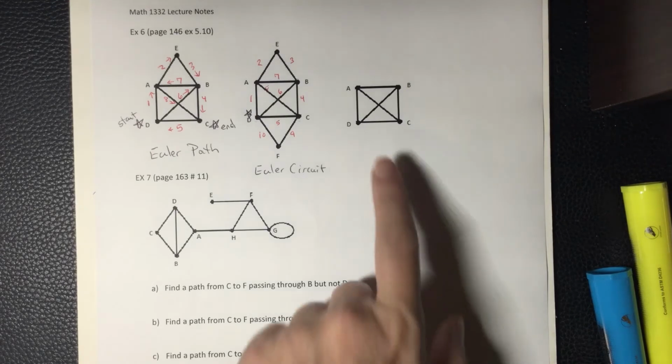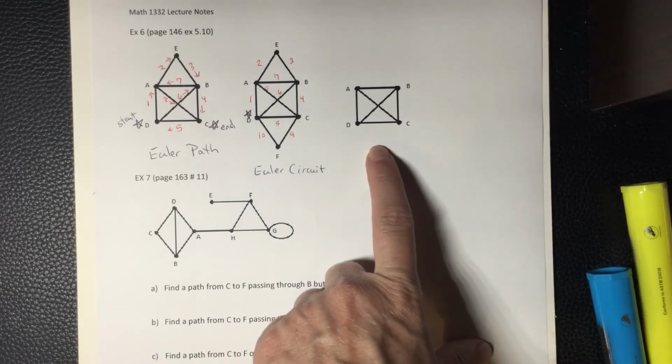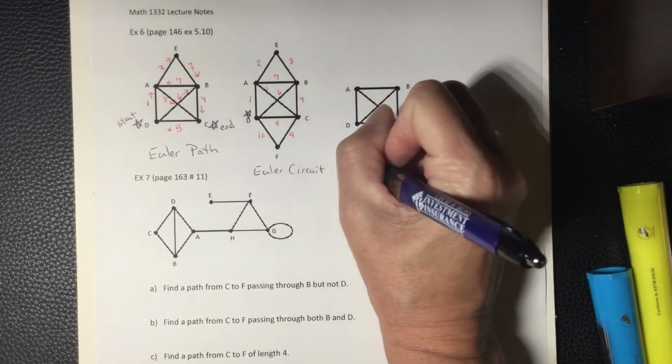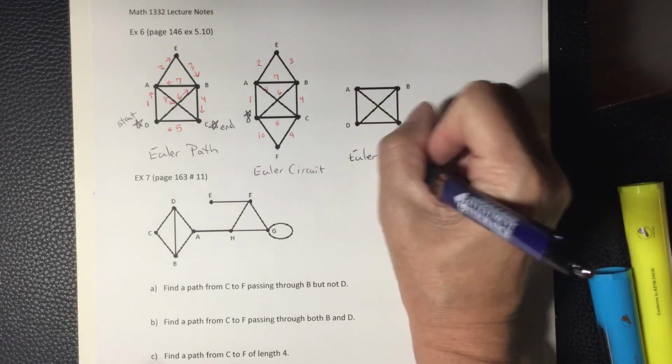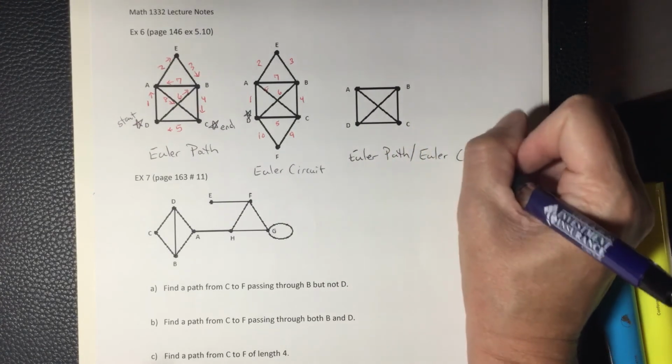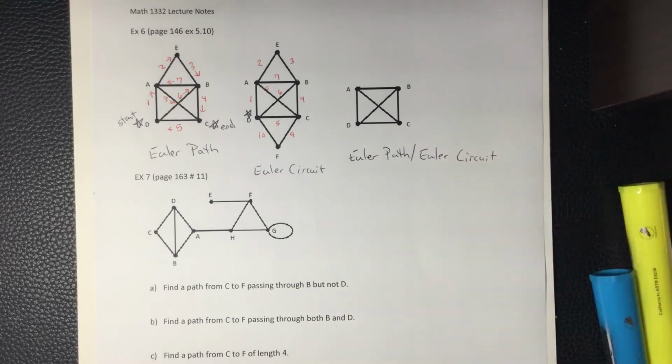All right, so for the last one, I want you to take a minute, pause the video, and see if you can come up with either an Euler path or an Euler circuit. Okay, so pause the video, take a minute, and see what you can come up with.